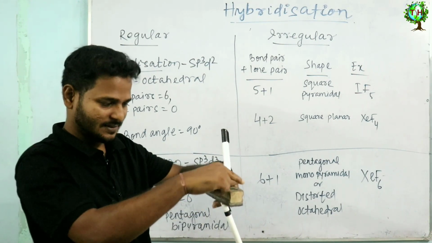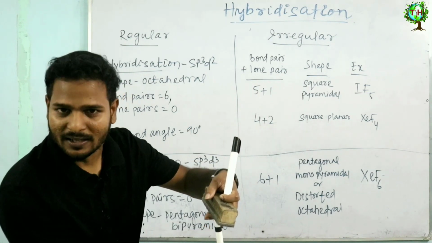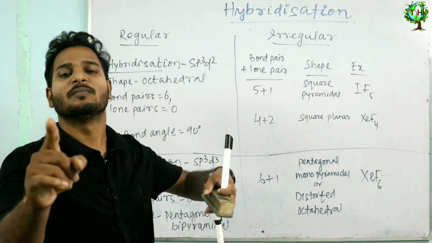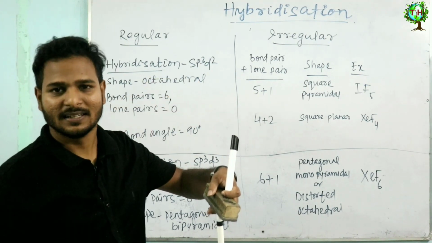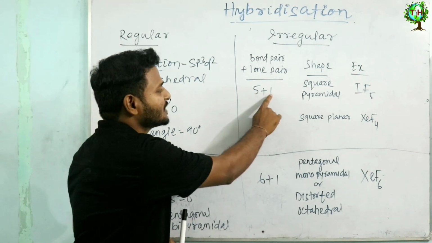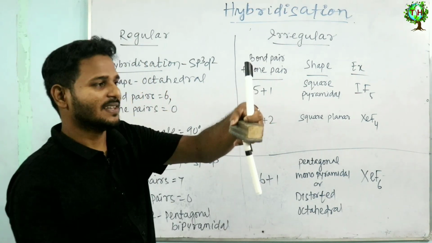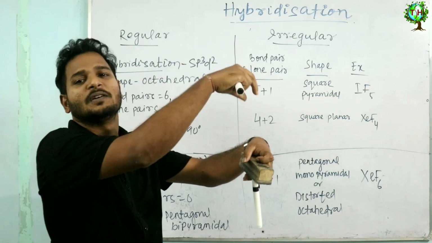This is a plane, 4 atoms. These are 2 atoms out of the plane. A lone pair is always placed out of the plane. Okay? So in square pyramidal geometry, there are 5 bond pairs and 1 lone pair. So I put a lone pair instead of a bond pair out of the plane.